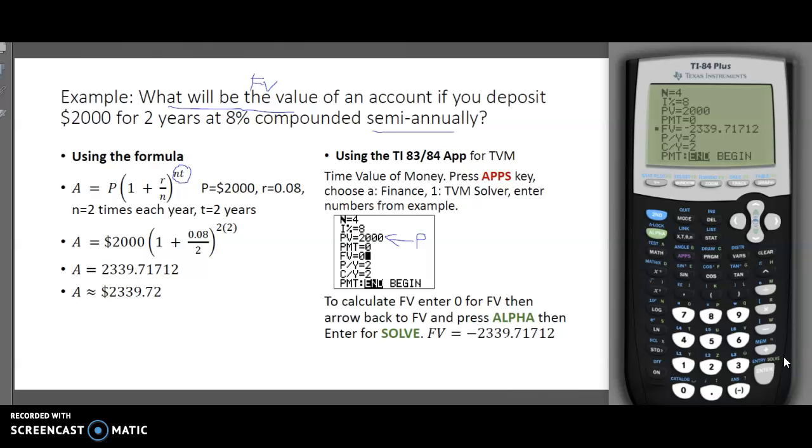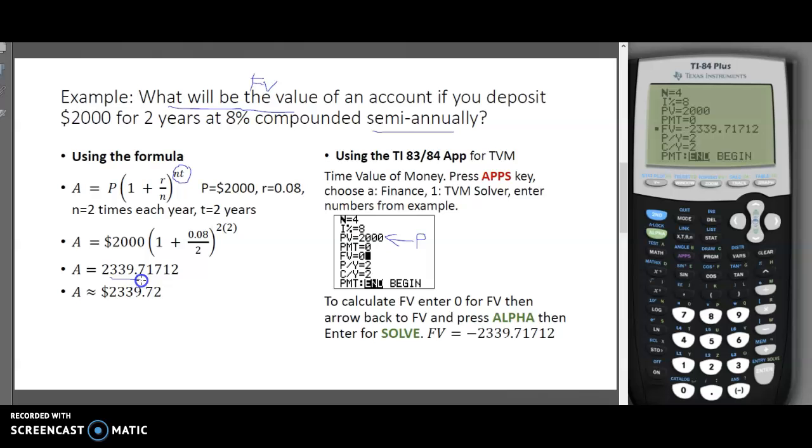That gives me the green solve, and there's my answer, negative $2,339. It's exactly the same calculation that I got when I used the calculator here. Now notice it's negative, and that's because this is based on if I was trying to come up with your net worth. Future value of an investment would be negative to you. It's not money that you have in hand right now. That's why it's calculated as a negative. But of course in math you would put $2,339.72 because we would round to pennies.